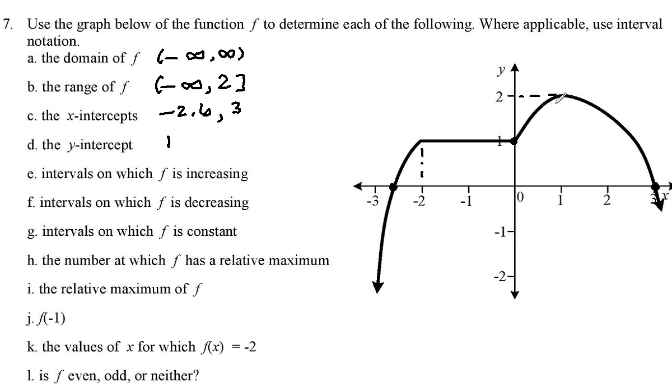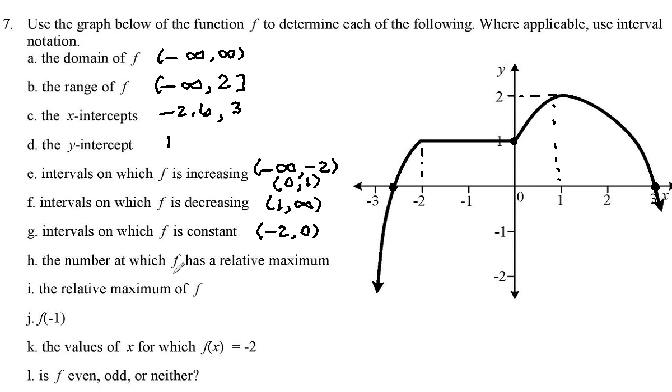Intervals where f is increasing: it's increasing up to an x value of -2, and then between x = 0 and x = 1. So this would be -infinity up to -2, and then also from 0 to 1. And then decreasing, where the function goes down left to right, from 1 on. So that would be from 1 to infinity. And intervals where the function's constant: it's horizontal here between -2 and 0. So -2, 0.